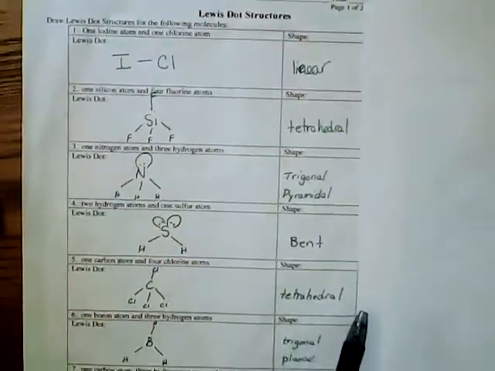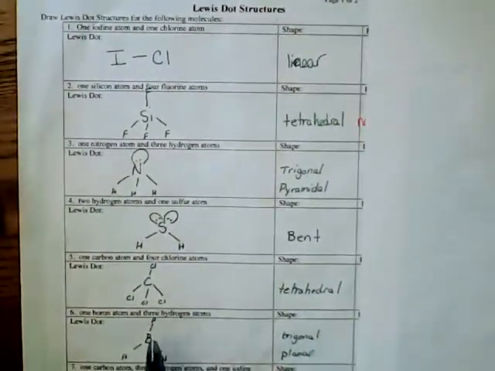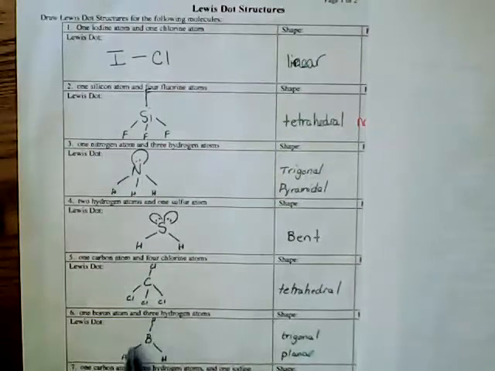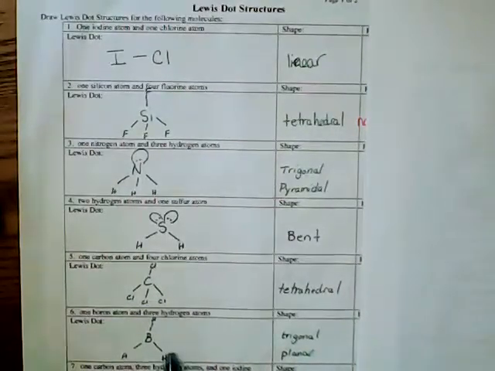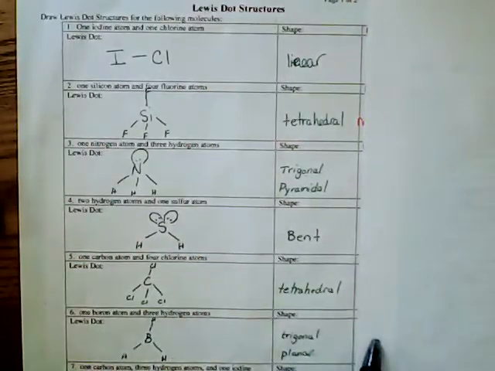I'll do one more from the worksheet just so we're all clear. This one is boron and it has 3 hydrogen attachments. Since all the hydrogen attachments are the same, it's going to be nonpolar. If one of these hydrogens was replaced with something else, it would be polar. But since all the attachments are the same, it's going to be nonpolar. So that is the shortcut to determine polarity.